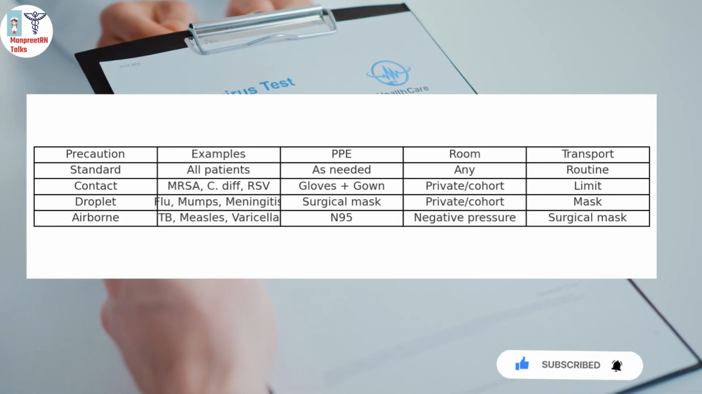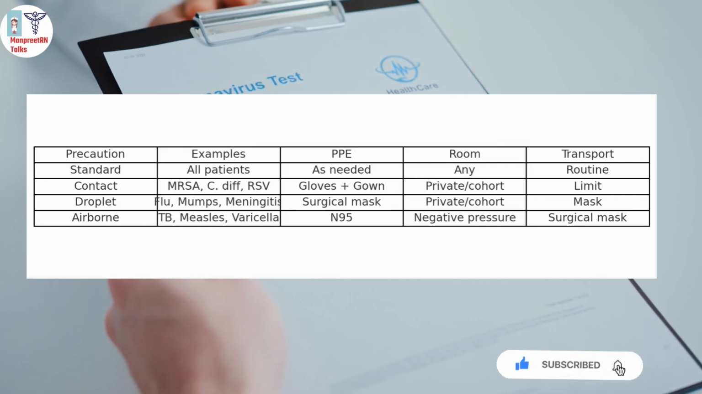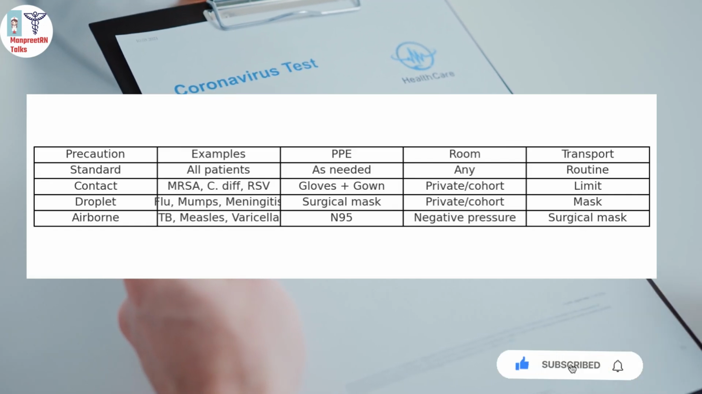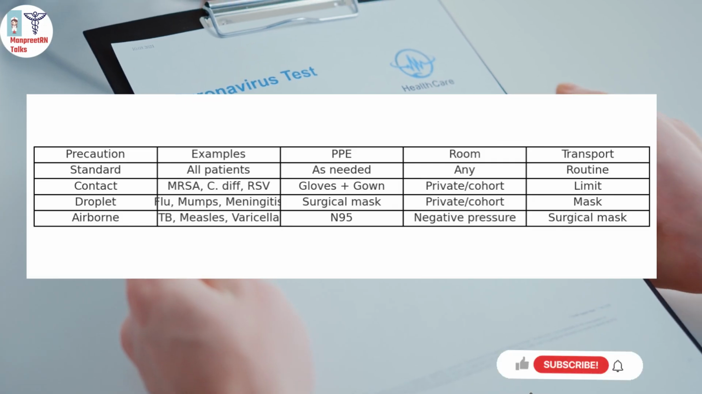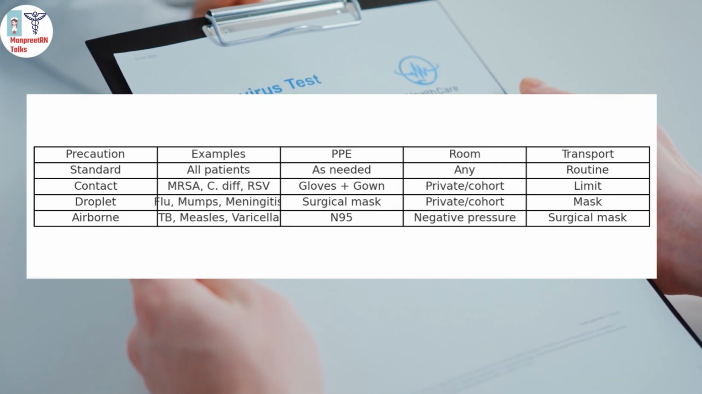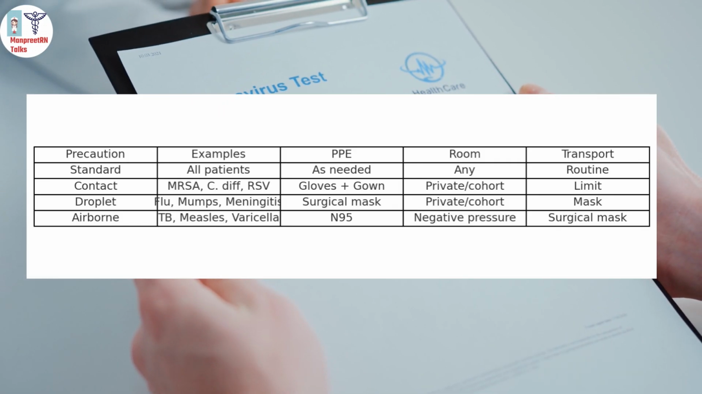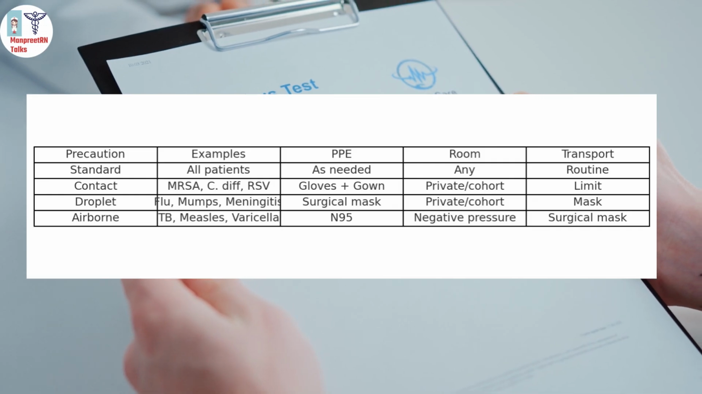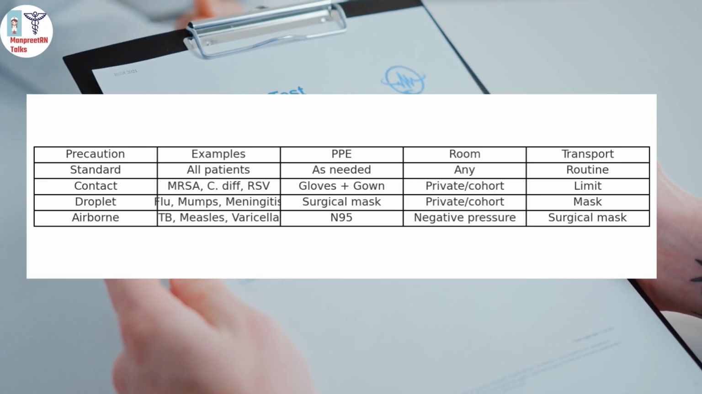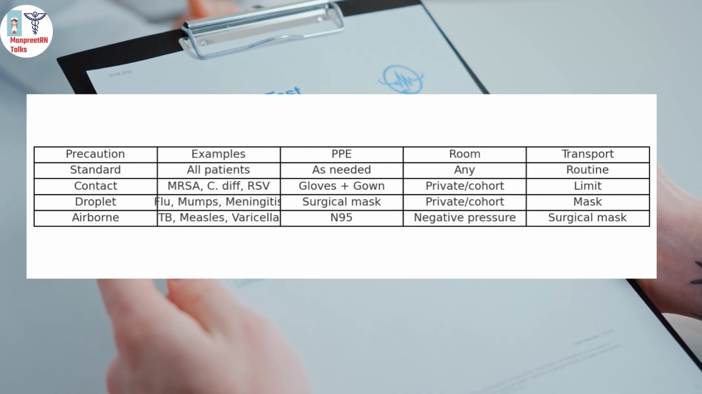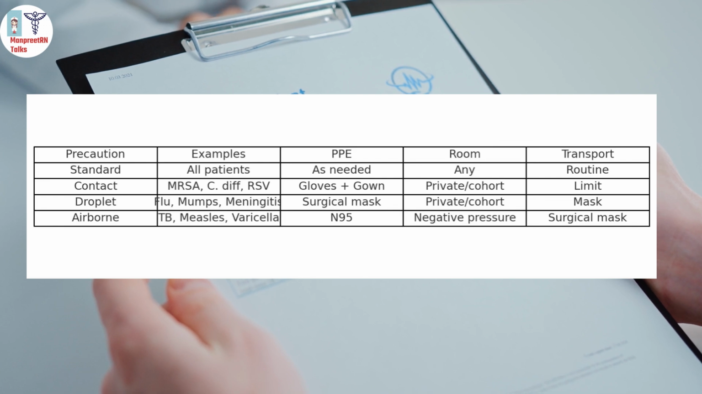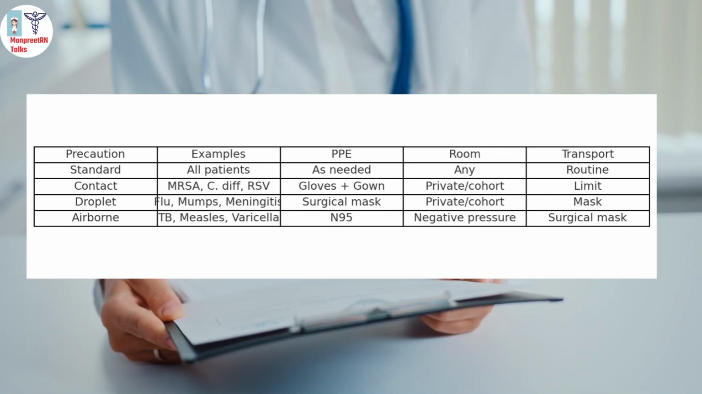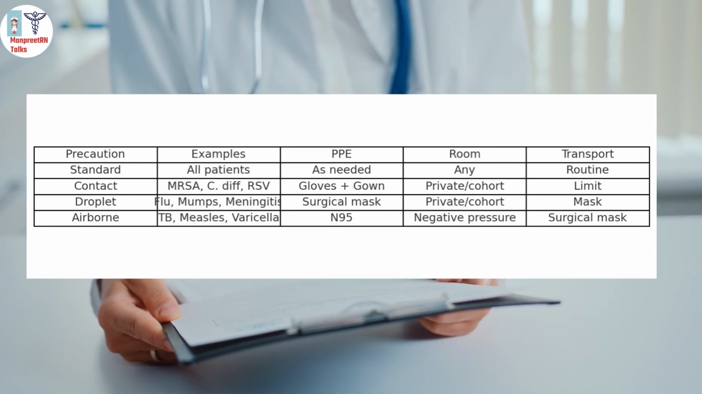So in the droplet patient, for example, flu, mumps, meningitis. PPE to wear is a surgical mask, the room is private or cohort, and transportation is with a surgical mask. Airborne, like TB, measles, or varicella. Personal protective equipment is that health personnel wear N95, and the patient is kept in a negative pressure room, and the patient wears a surgical mask during transportation.